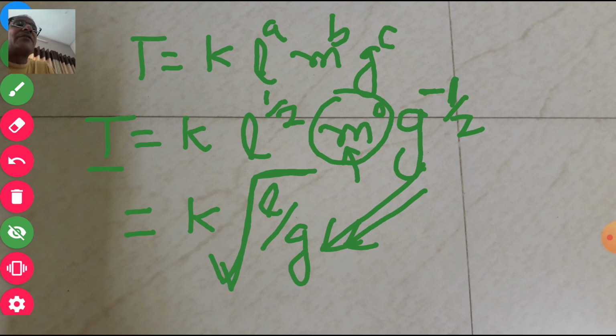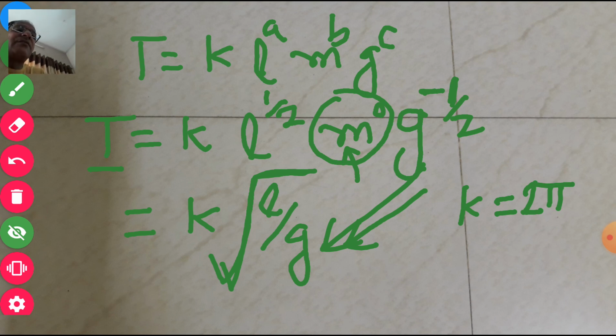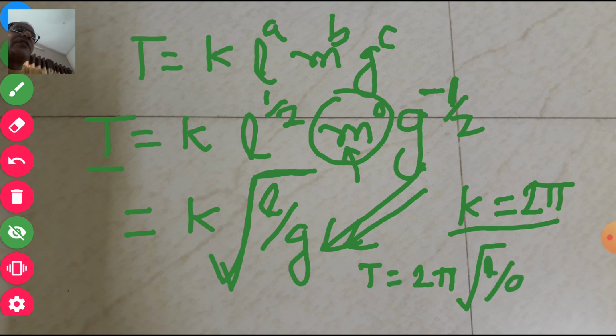And from experiment the value of K is found to be 2 pi. So the last equation you have to remember: T is equal to 2 pi under root L upon G. So this is the final equation of periodic time.